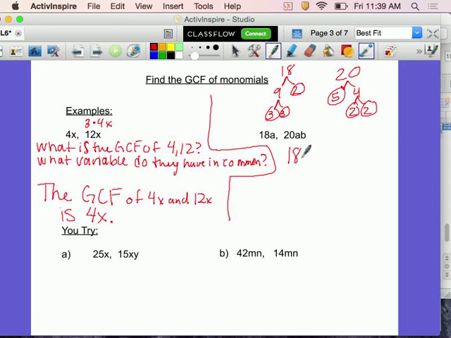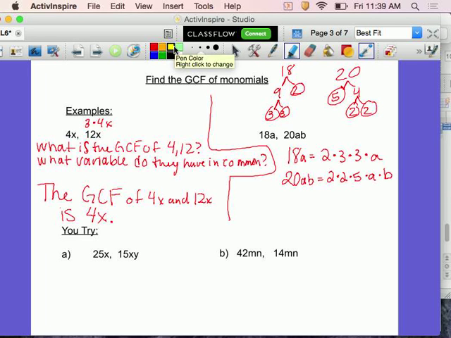So it's really 18a equals, let's see, 2 times 3 times 3 times a. Don't forget your a. And then 20ab really factors into 2 times 2 times 5 times a times b. And find out what they have in common. So they have in common, let's see, a 2 and an a. Okay. So what is their greatest common factor?